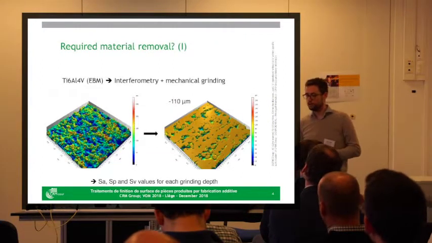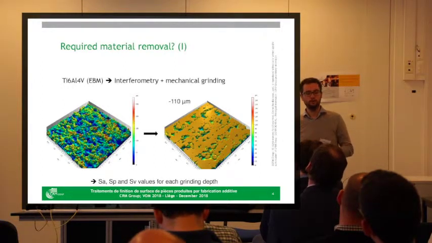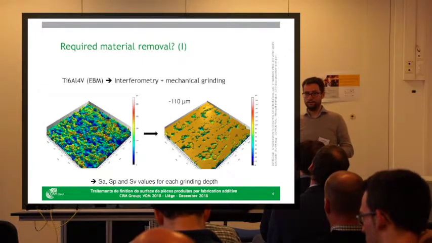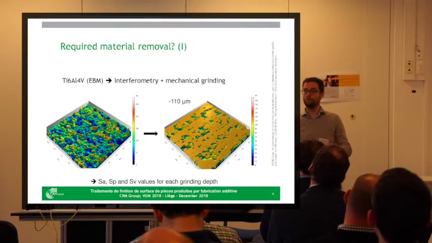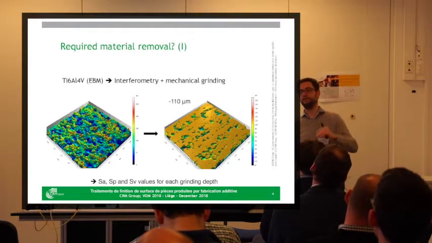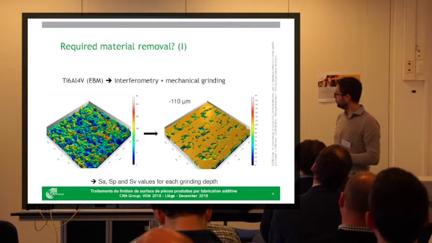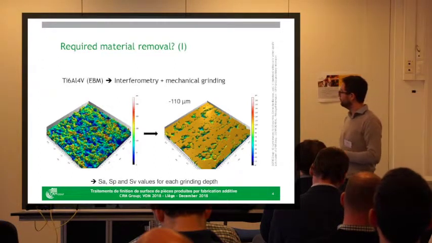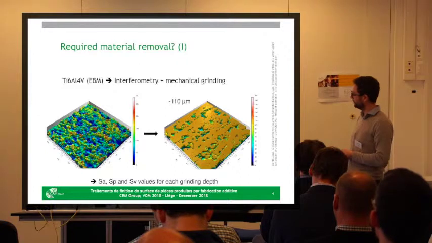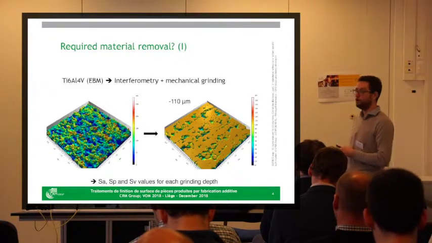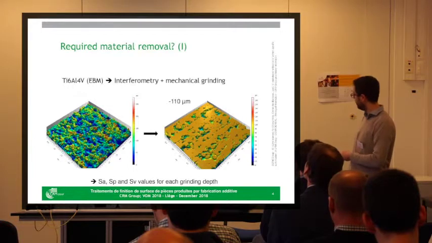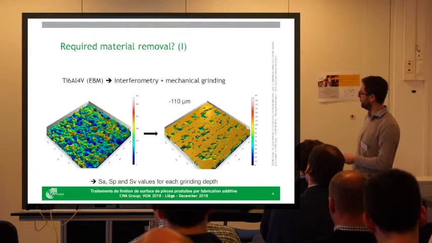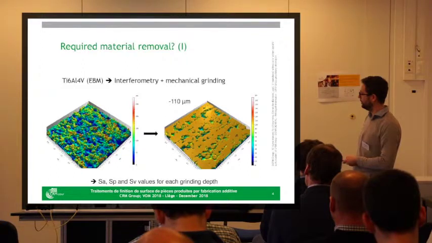Another question that should be answered is, what is the material removal to be done on that part to get to the dense area of the part? One solution could be to cut the part and look at the profile, to see the height between the peaks and the valleys, and to know that we should remove 200 microns or something like this. But what we have done is an interferometry measurement, with a mechanical grinding down to a known depth to reach that kind of profile. So it's a 3D profile, and we record the roughness values.